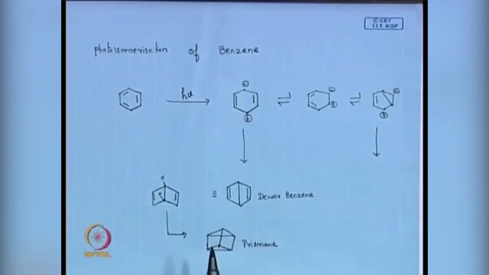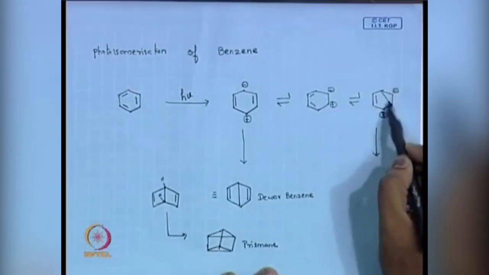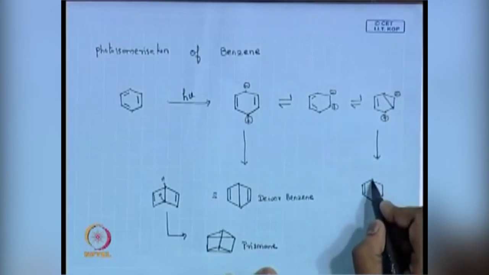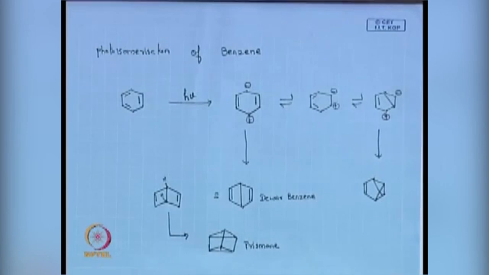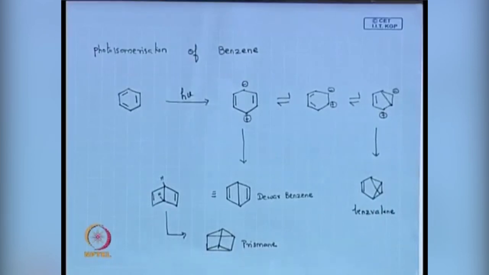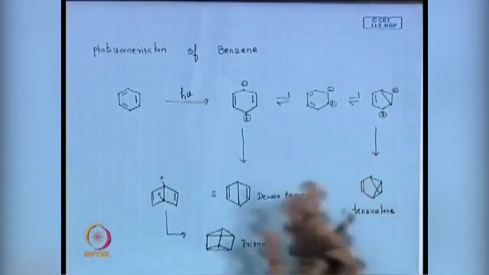Then what can this do? I can make a bond here, right? What is that compound? What is this compound? This is benzvalene. Benzvalene. You have studied this. I think Dewar benzene, benzvalene, prismane, this all you have studied earlier. But as photochemistry, this is how it comes.